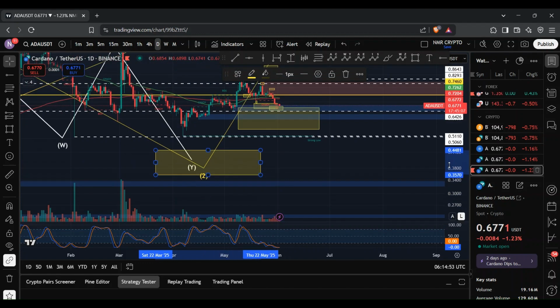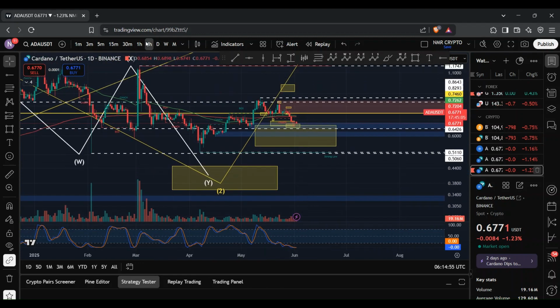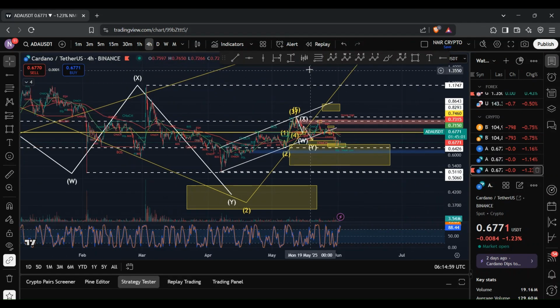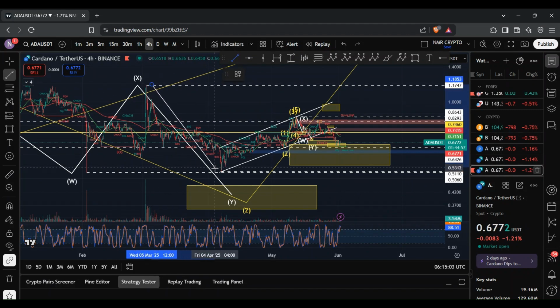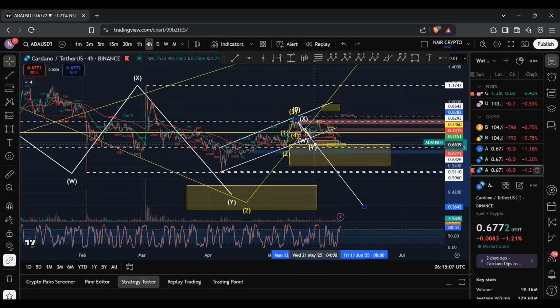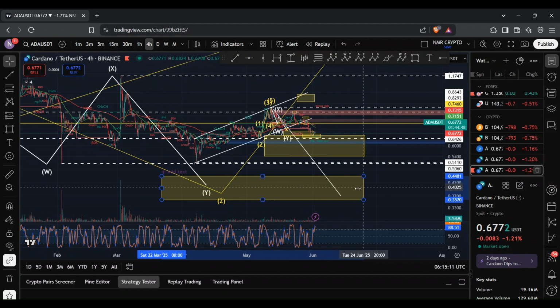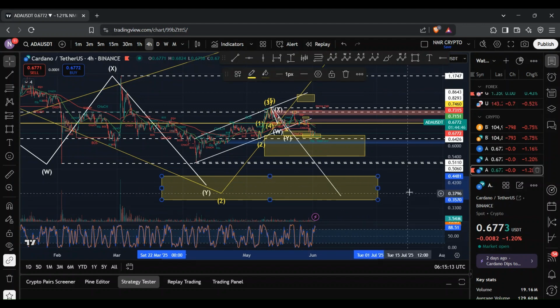And if I go on the 4-hour chart, what you can see is there is potential for a bear flag setup, where if I draw the trend line, this here will be our flagpole, and this here will be our flag. So if I move this to the local top at around 83 cents, what you can see is ADA has the potential to actually tap into this region here between 35 to 44 cents.